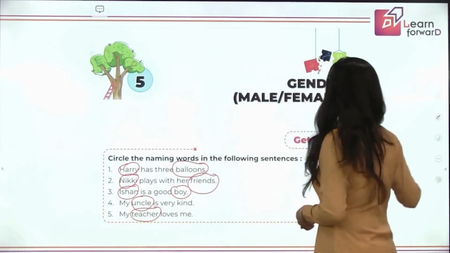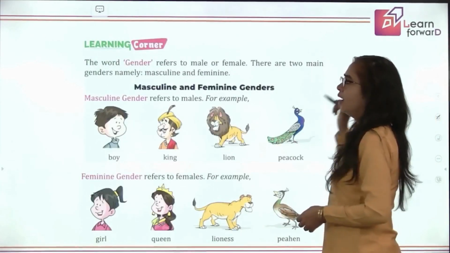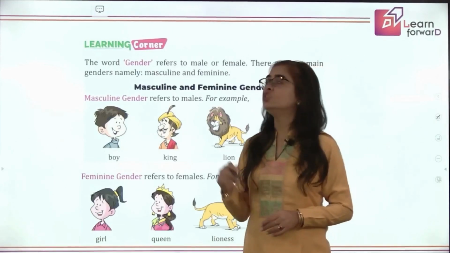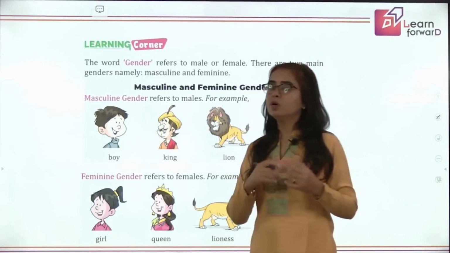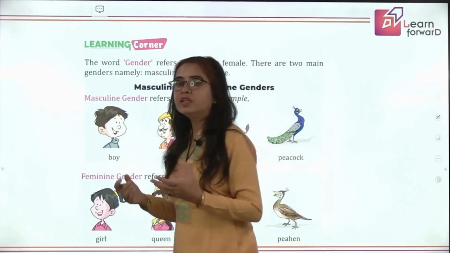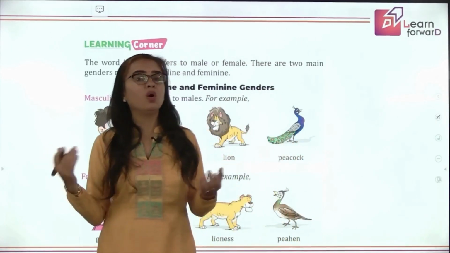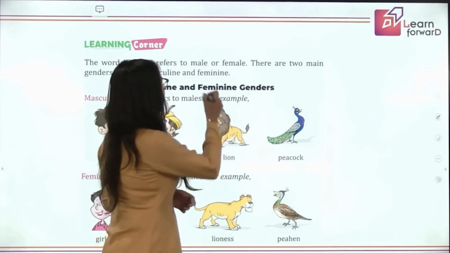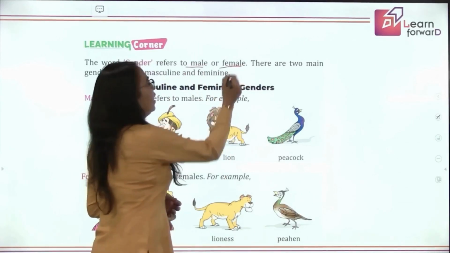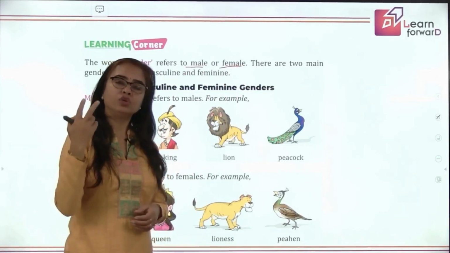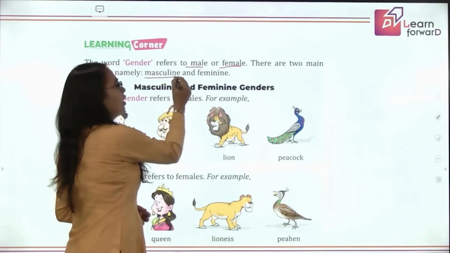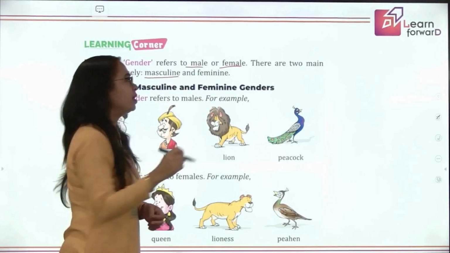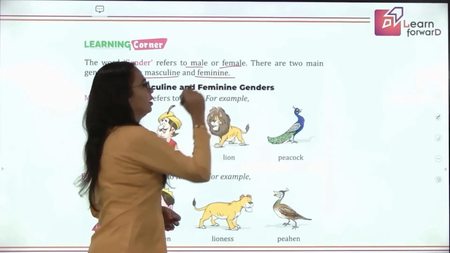Let's go ahead now. And what does the word gender mean? Gender means whether the noun, the naming word we are talking about, refers to a male or refers to a female. And accordingly, we have 2 genders, that is male, masculine, and female, feminine.